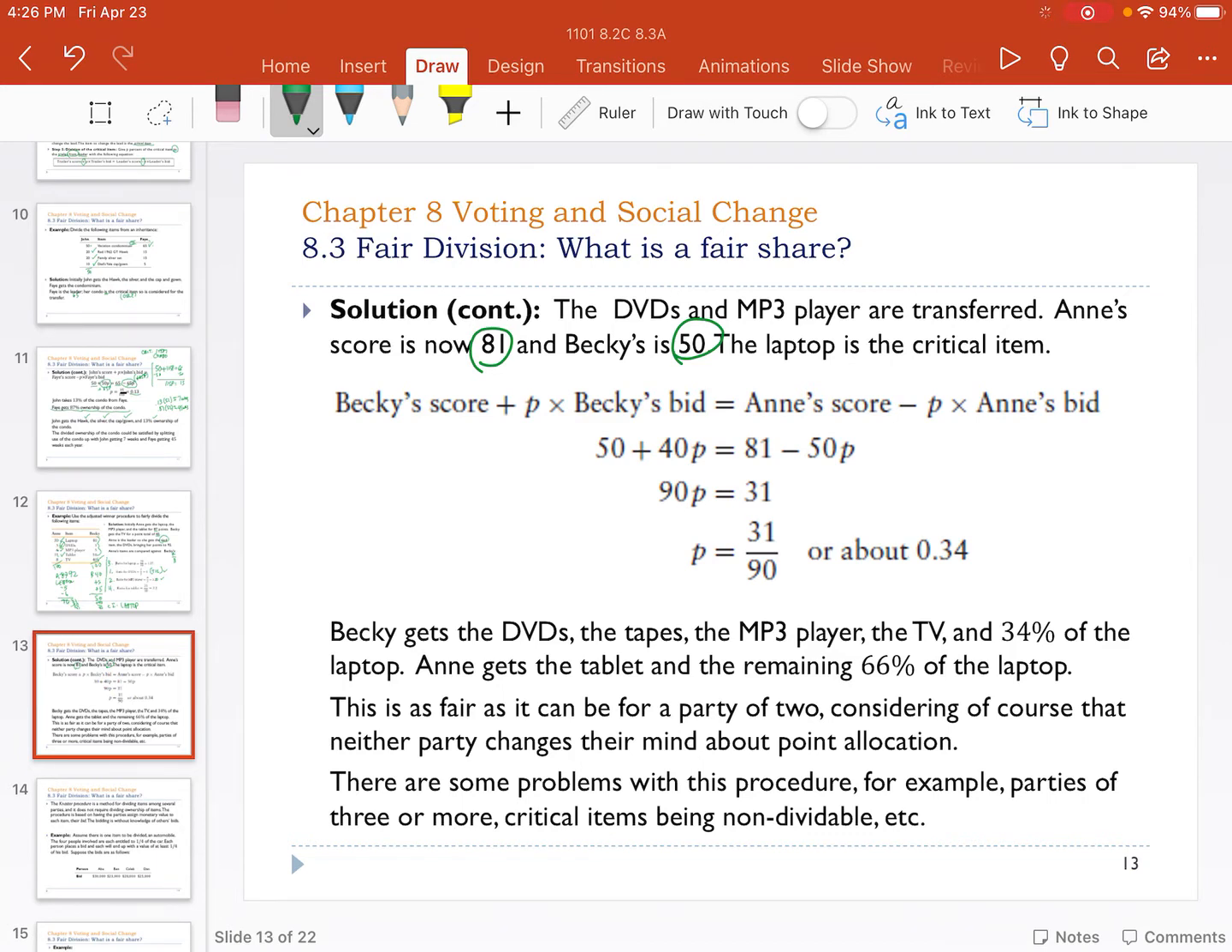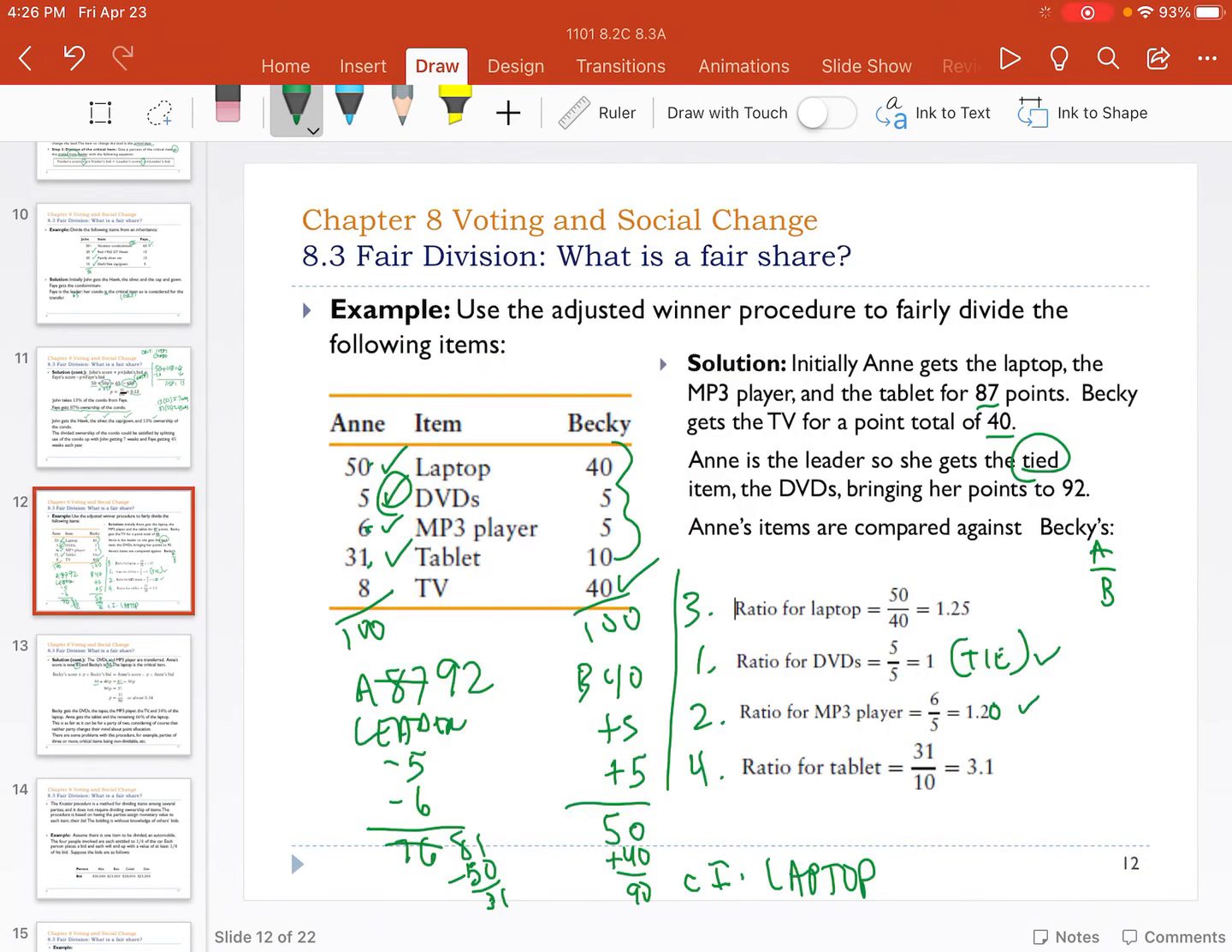Okay, so laptop is the critical item. So we have to divide up the use of the laptop, and this must be considering they live close together and can share. Because if it wasn't, that would be another problem that we will not be able to deal with. So let's see. We have Becky's score was 50. Let's just start with the scores. She's the trader. Ann has 81. So start with those, one on the one side of the equation, one on the other side. And then we see what Becky would gain in terms of her point values as she gets part of the laptop.